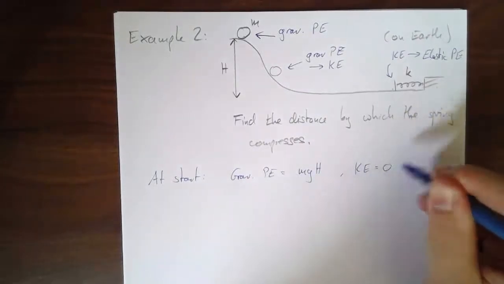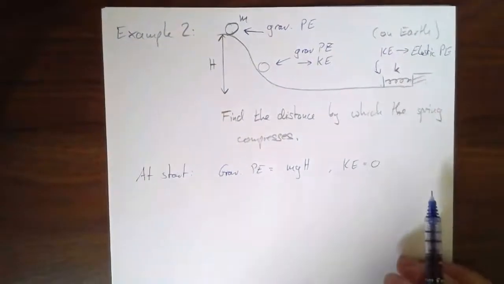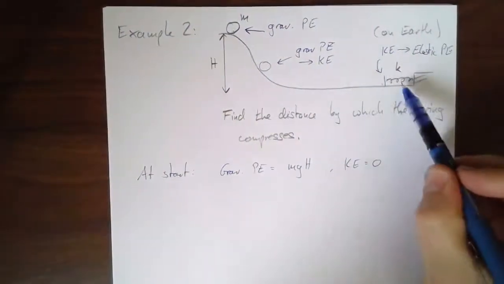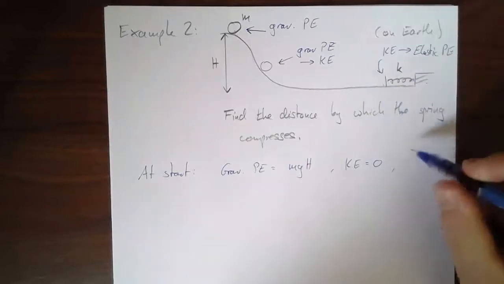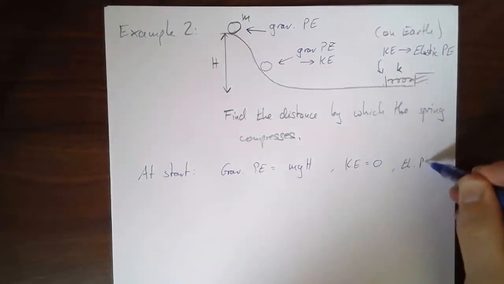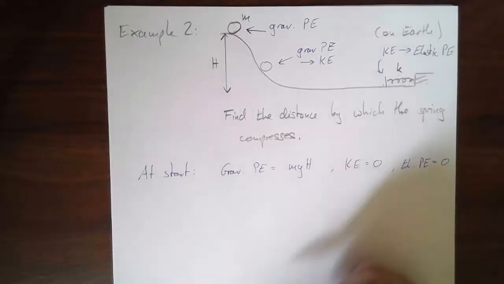Kinetic energy is 0, starting at rest, as part of our assumption. And because the spring is far away, it's not squished or stretched at all, so the elastic potential energy is going to be 0 as well.